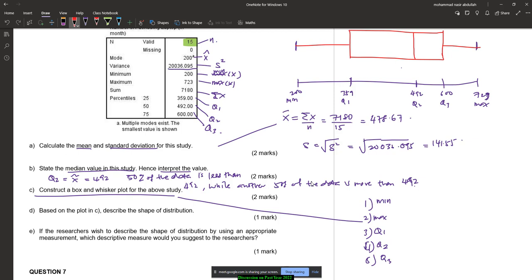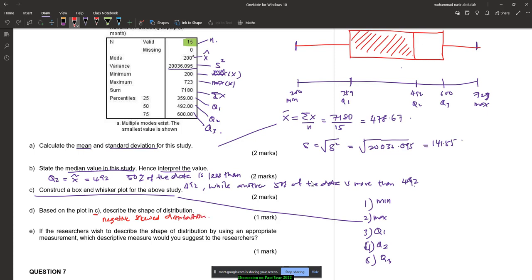So based on the plot, describe the shape of the distribution. Since the area on the left hand side is bigger than the area on the right hand side, we can see that it is a negatively skewed distribution. Right, very simple, 1 mark.